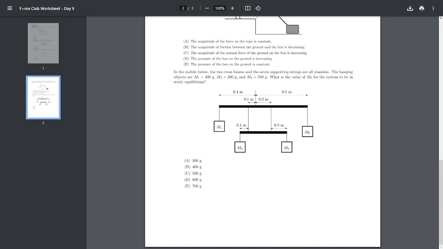Anyways, in the mobile below, the 2 cross beams and the 7 supporting springs are all massless. The hanging objects are mass 1 equals 400 grams, mass 2 equals 200 grams, and mass 4 equals 500 grams. What is the value of M3 for the system to be in static equilibrium? Okay, finally, it actually addresses that. So, what do we have here?